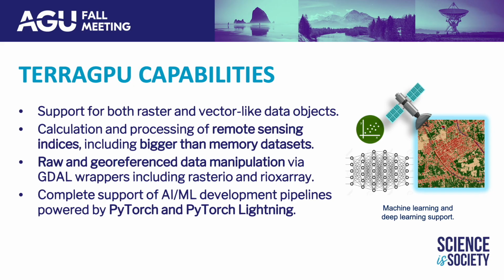So we're talking about GeoTIFFs, shapefiles, and others. One of the main things is the calculation and processing of remote sensing indices. This is particularly useful when we're developing AML software that might require additional indices for segmentation or other applications. We process bigger than memory datasets, so there's no problem with having few resources, as we can process data bigger than the memory you have available. We have access to raw and georeferenced data manipulation, so we use GDAL and some of the wrappers like Rasterio and rioxarray for array manipulation. And then complete support of the AML development pipelines.